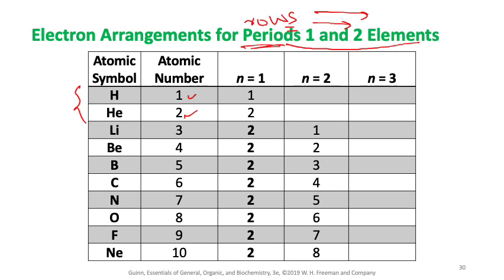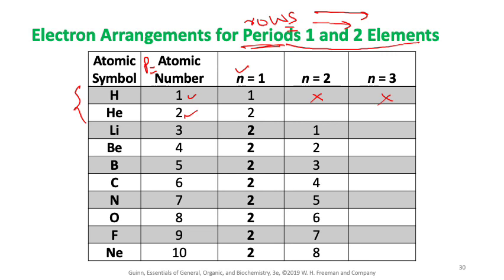So if the atomic number is 1, how many electrons should hydrogen have? 1, to neutralize the number of protons, because the atomic number is the same as the number of protons, P. So the number of electrons is 1, and where should that electron go? In energy level 1 only.